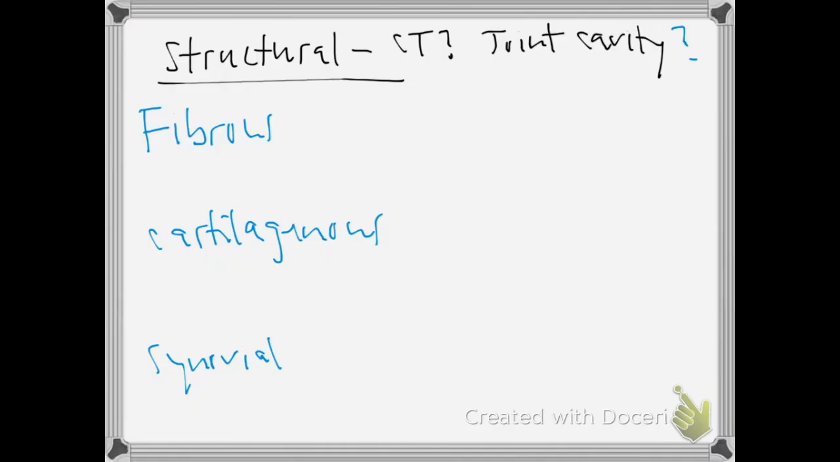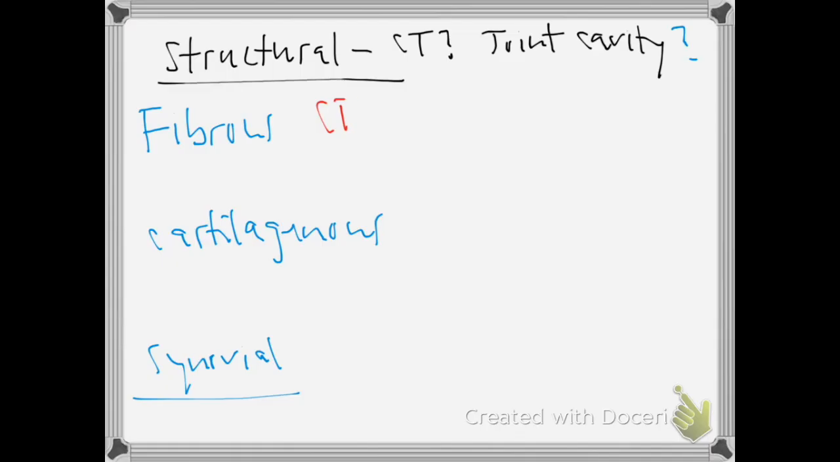Okay, so I'm going to talk about what fibrous, cartilaginous, and synovial are. Then I'll give examples of fibrous and cartilaginous. And then we'll do a whole little section on synovial membranes, or synovial joints. Okay, so fibrous, these do not, so I'm going to put CT.